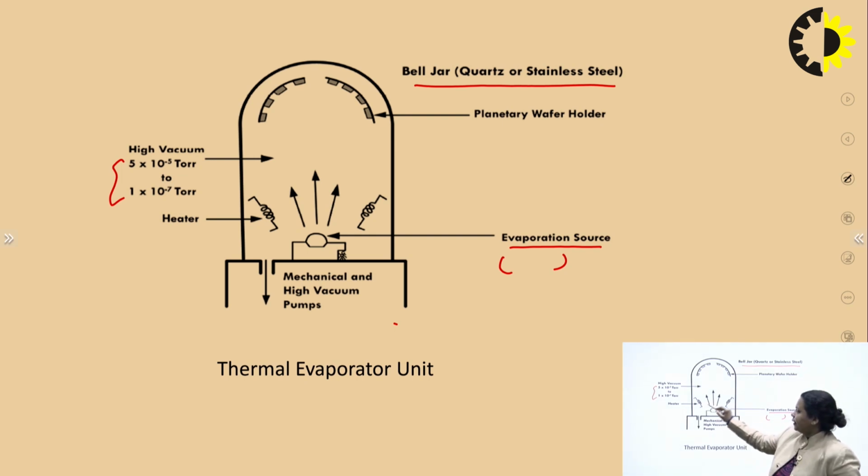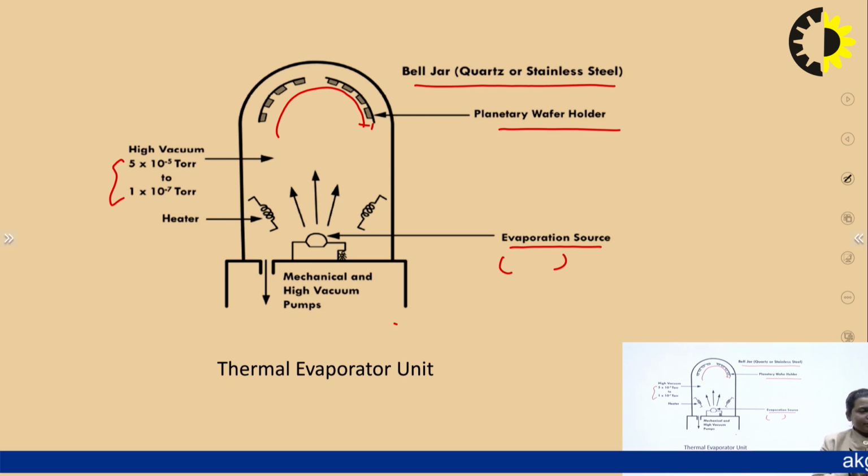The heater is used, and after that we get vapors, and these vapors get deposited over the wafer. The wafers are kept here on a planetary wafer holder. So this is a thermal evaporator unit. That means we are creating vapor, and those vapors will deposit over your wafers, which are placed on the planetary wafer holder.